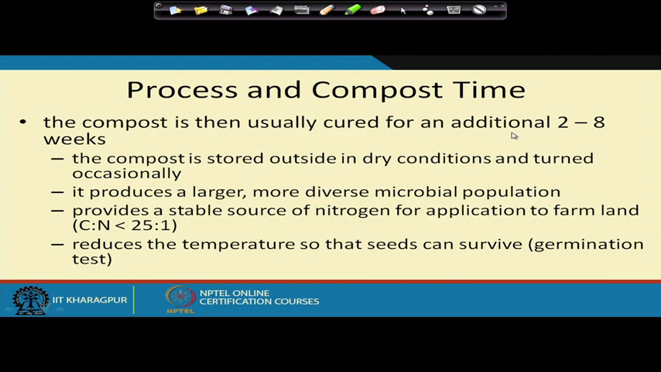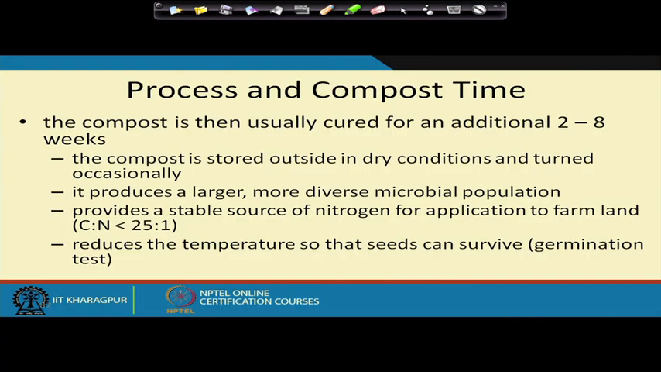And then the compost is usually cured for an additional 2 to 8 weeks. Once you are done with this initial exercise, you let it do the curing. What the curing does is it produces a larger, more diverse microbial population. So basically, you are putting this compost pile in favorable conditions for it to mature, to get some moisture, to have the microbial activity going on.